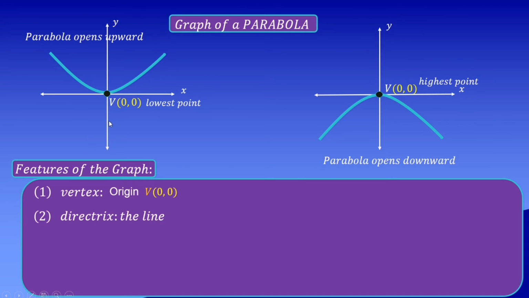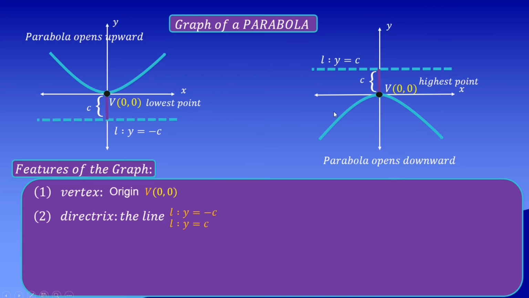And for the directrix that is represented by the line, a parabola opens upward, so the equation is y is equal to negative c. Ang sukat nito from the vertex is c units below the vertex. That is y is equal to negative c. And for the parabola opens downward, so the equation is y is equal to c. Ang sukat nito is above the vertex. That is represented by c.